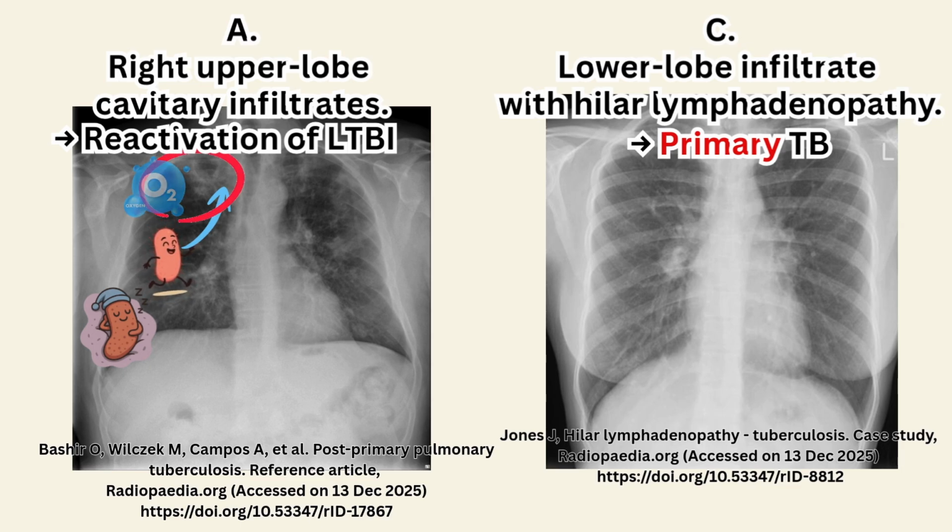So the key difference is this: primary TB depends on where the bacteria first land, while reactivation TB depends on where they can grow best once they escape the granuloma.